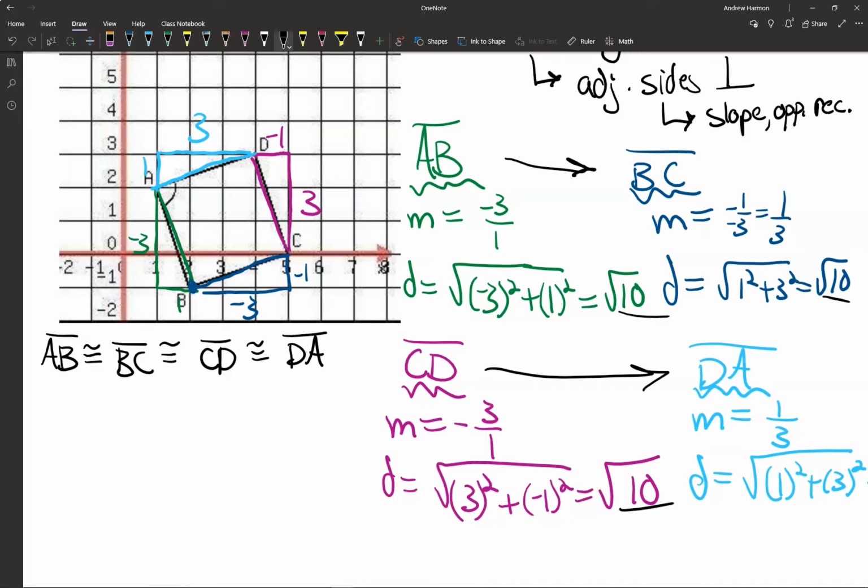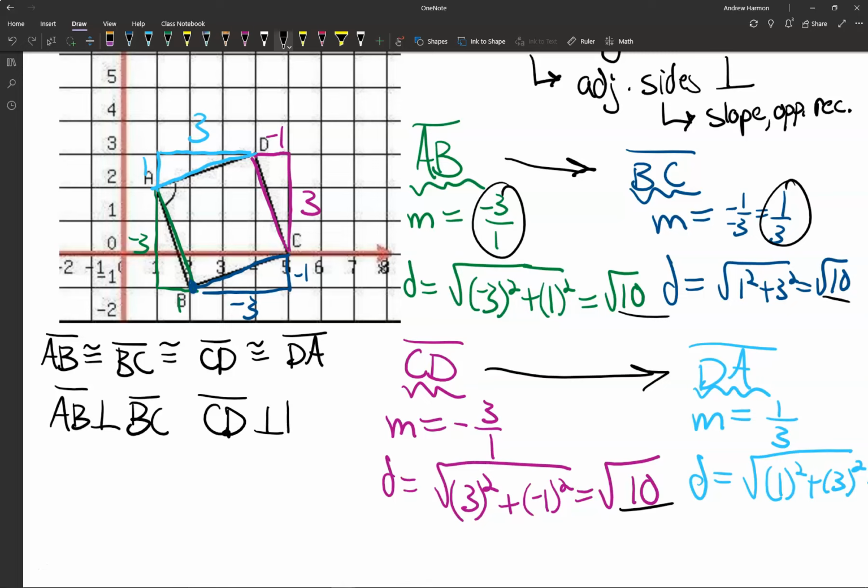We can say that because their slopes are opposite reciprocals, that AB is going to be perpendicular to BC, and CD is going to be perpendicular to DA. And because those things are true, DA is also going to be perpendicular to AB, and CD will also be perpendicular to BC. But because we already know the other 2 are true, those following 2 must also be true.